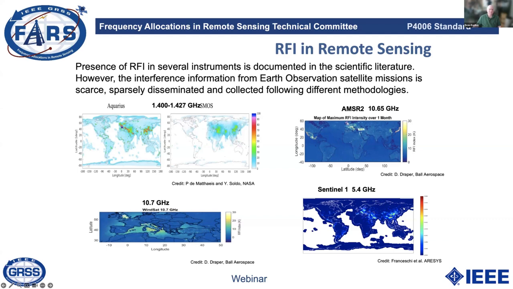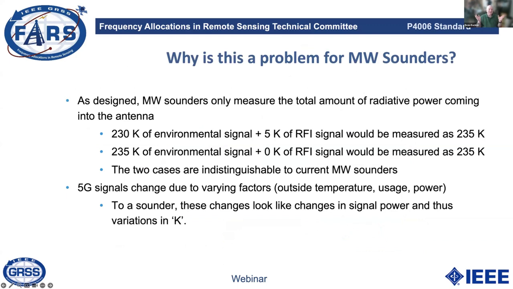So let's go to why this is a problem for microwave sounders. And I'm creating a mythical scenario here. But basically, a good way to view this is that if we had a 230 Kelvin environmental signal and we had 5 Kelvin of RFI signal also, the sensor would read and measure this as 235 Kelvin, basically 230 plus 5, and you've got 235. Or if you had 235 Kelvin of environmental signal and no interference, 0 Kelvin, it would still be measured at 235. They're indistinguishable between the two sensors.